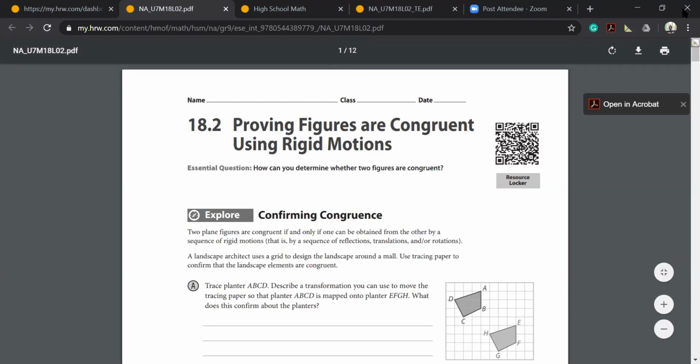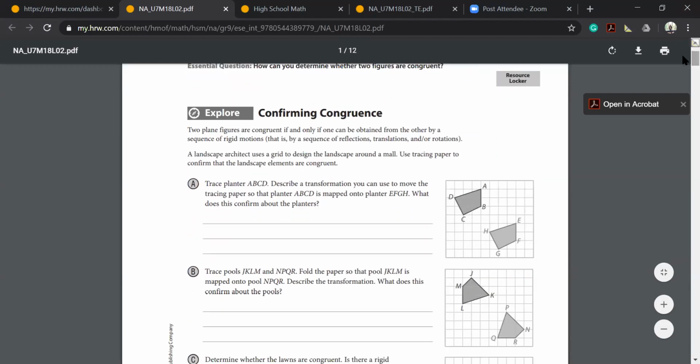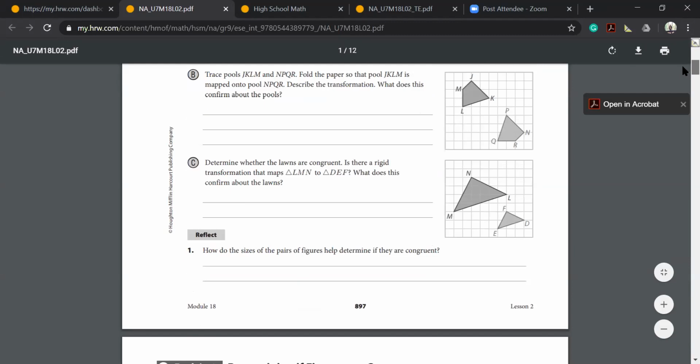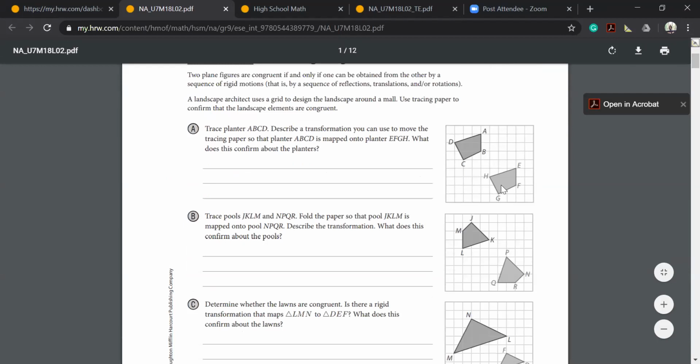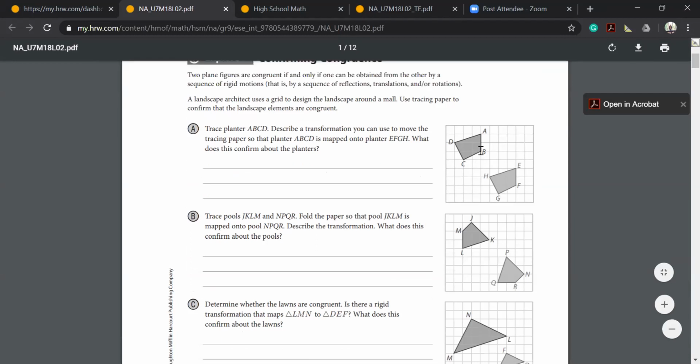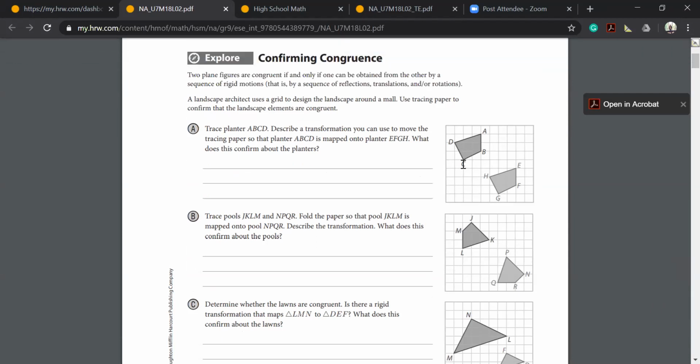Okay? Let's see question 8. Where are we, by the way? We are on page 897. Okay, can you see these two figures? A, B, C, D and E, F, G, H. It's very obvious that they are very much alike. They are congruent. Same shape, same size, same angle, same length. Even if you try to get a ruler and measure them, it will give you the same answer. They are the same thing, everything.